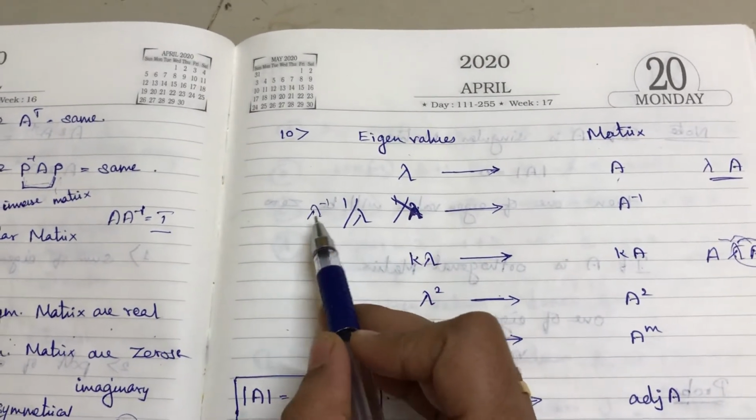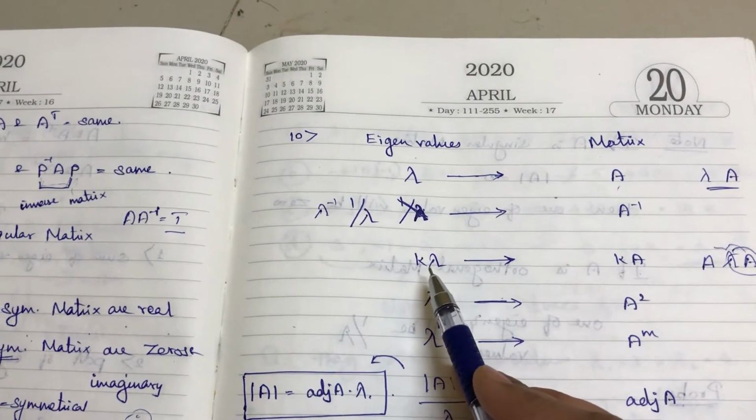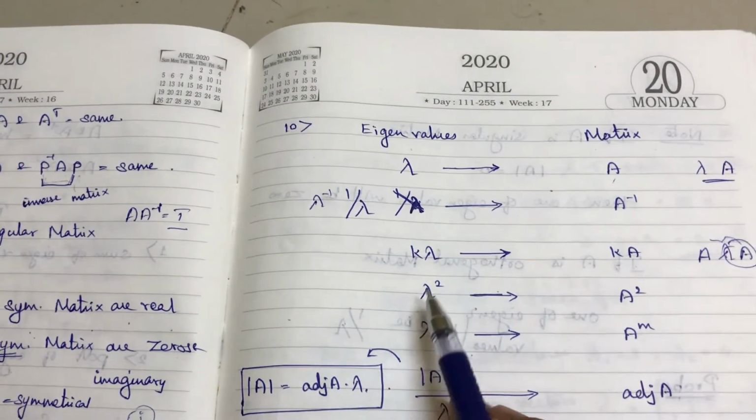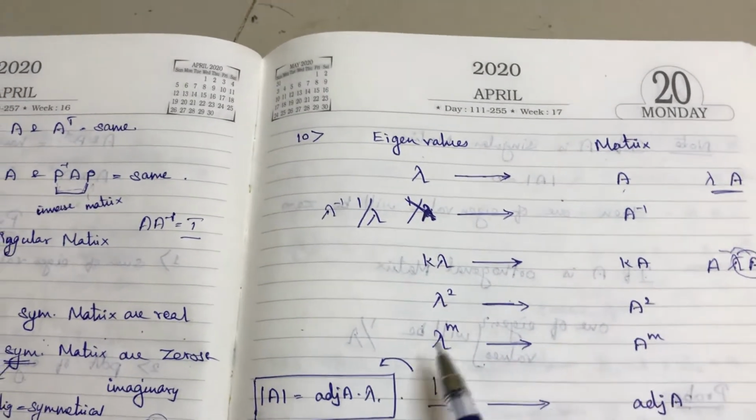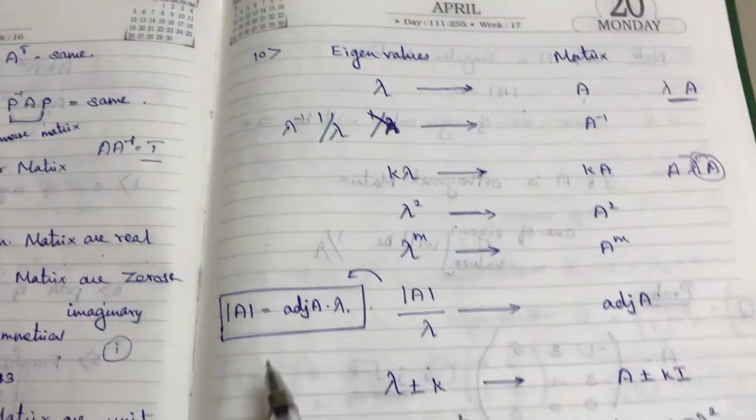So make the lambda as A power minus 1. So just make the lambda as A, K into A. Lambda as A square. Lambda as A per m. So this is a trick.